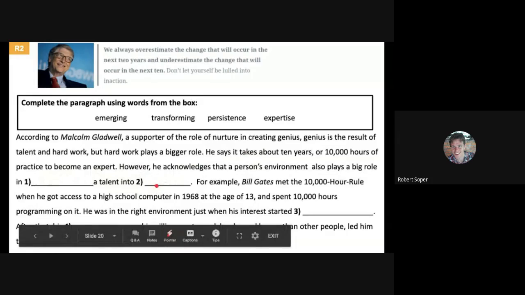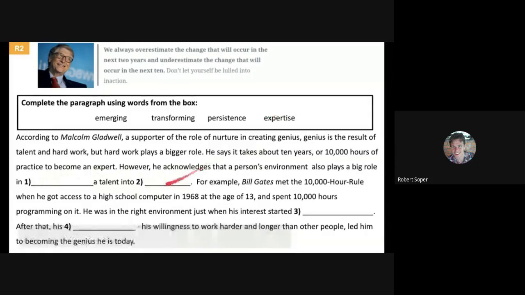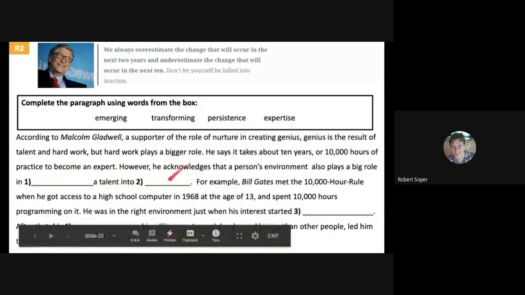Then we went into number two, and the correct answer here was expertise. So changing talent into expertise. Remember, when you're transforming something, you're changing something into something else. So you'll be changing one noun into another noun. And so we know here it's a noun, and expertise is a noun, so that works very nicely for us.